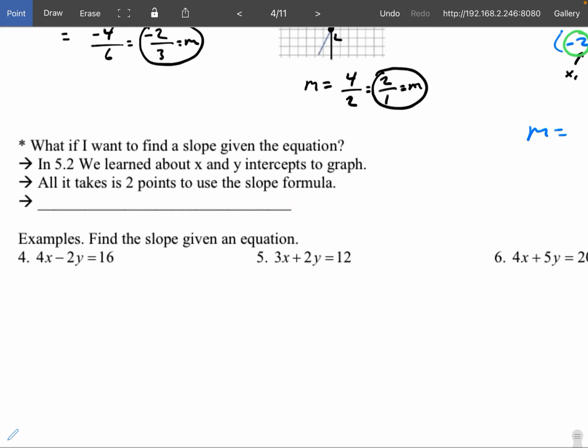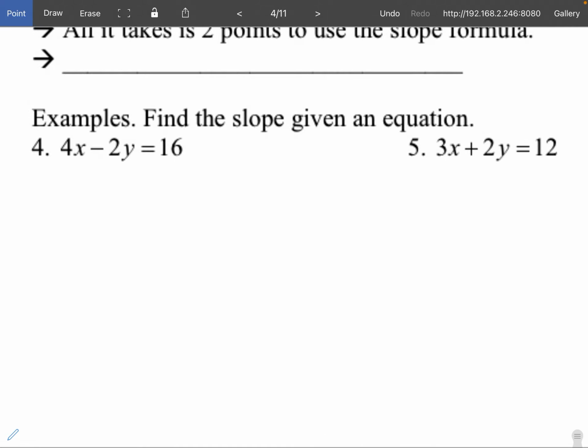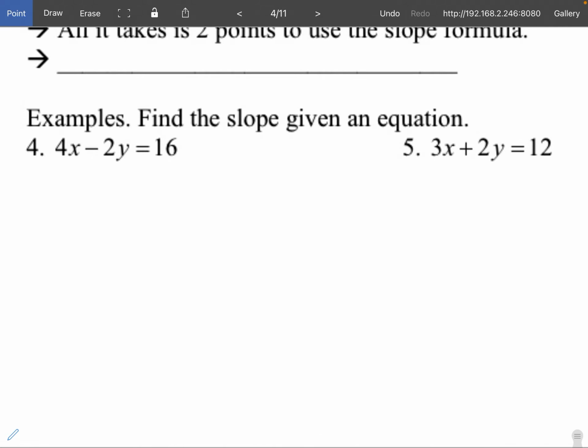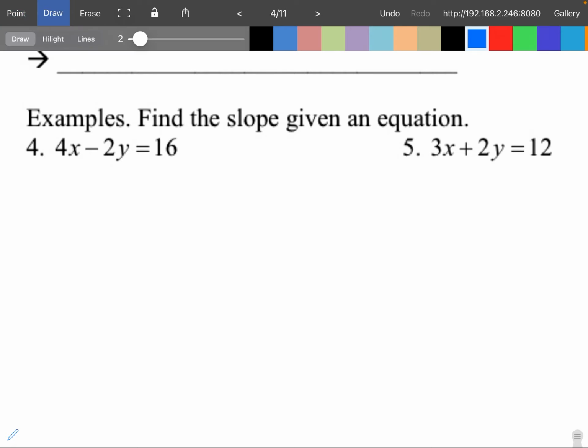All right, and then these right here. I'm not sure what they want for this blank here, or this third blank. I have no idea what they want. But we already learned how to find the intercepts from last section, right? That was on Monday. And then we only need 2 points to find the slope, so we're just going to find the intercepts and then do the slope formula.